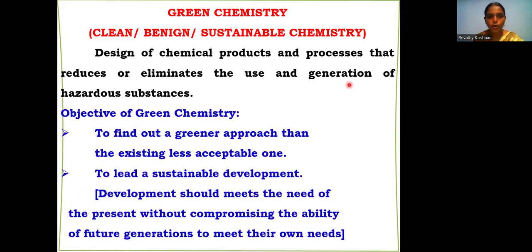The main objective of green chemistry is to find a greener approach for the existing less acceptable one, and also to lead to sustainable development. These are the main objectives of green chemistry. Here, development means it should meet the needs of the present without compromising the ability of future generations to meet their own needs.